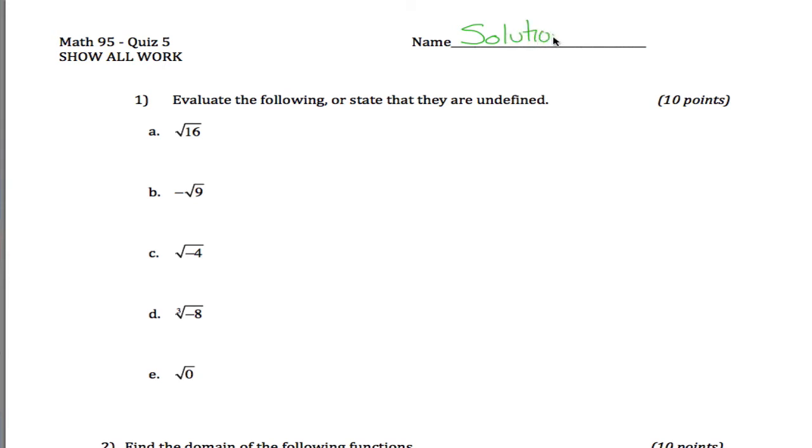Alright, solutions to quiz 5, math 95. Evaluate the following or state that they are undefined. Okay, the square root of 16, what that's asking for is what number times itself gives you 16. In this case, it's 4.